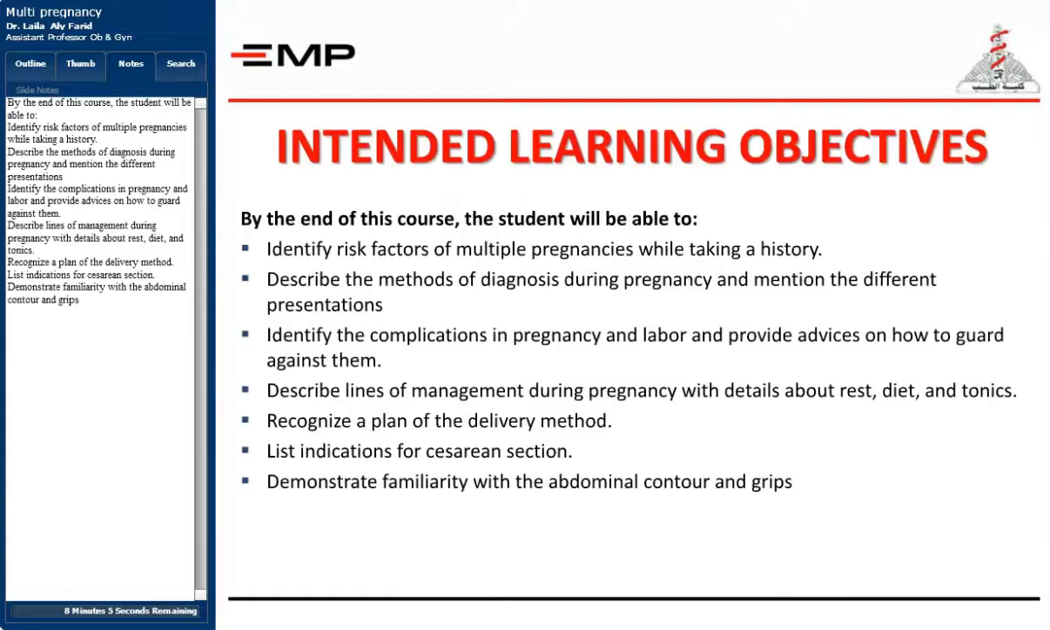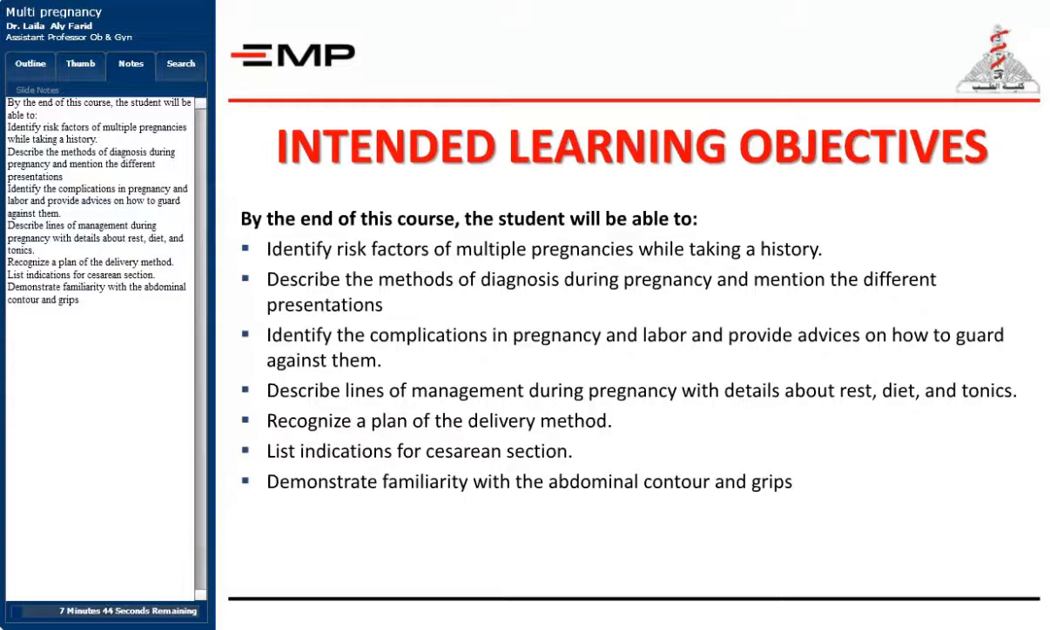At the end of this course, the student will be able to identify risk factors of multiple pregnancies while taking a history, describe the methods of diagnosis during pregnancy and mention the different presentations, identify the complications in pregnancy and labor and provide advice on how to guard against them.